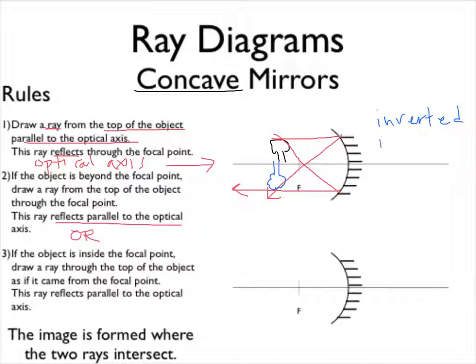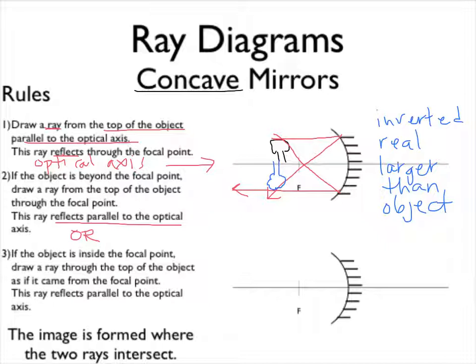It is a real image because it's in front of the mirror is the way to think about that. It's produced by actual rays, not virtual rays. And in this case, it's hard to see here, but it's going to be larger than the original. So this is essentially a magnifying mirror. When the object is outside of the focal point of that concave mirror, that mirror has the effect of flipping that object over and making it appear larger.